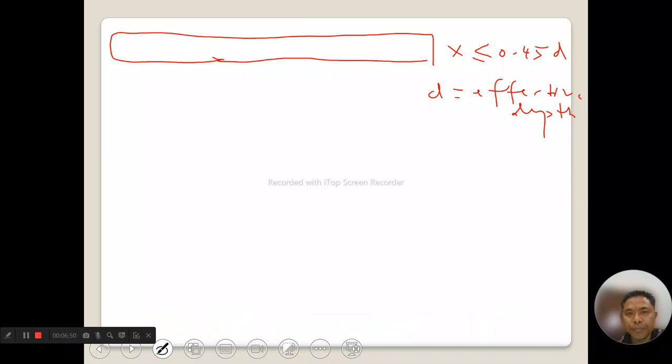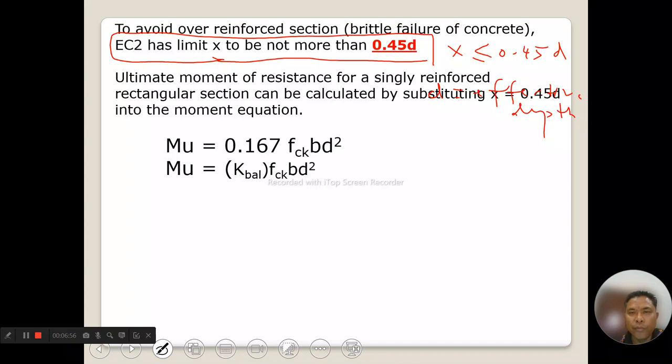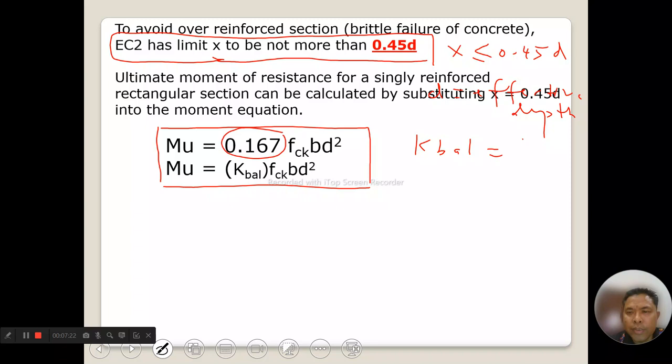So if I continue, and if you play around with the equations, you can have another expression for moment of resistance, which is equal to 0.167 fck bd squared. And usually this 0.167 is denoted by K balance, K bal. It is a factor that you call K balance. This kind of formula can be found in your Eurocode. I have already specified it in your UFuture folder, so you can download it.